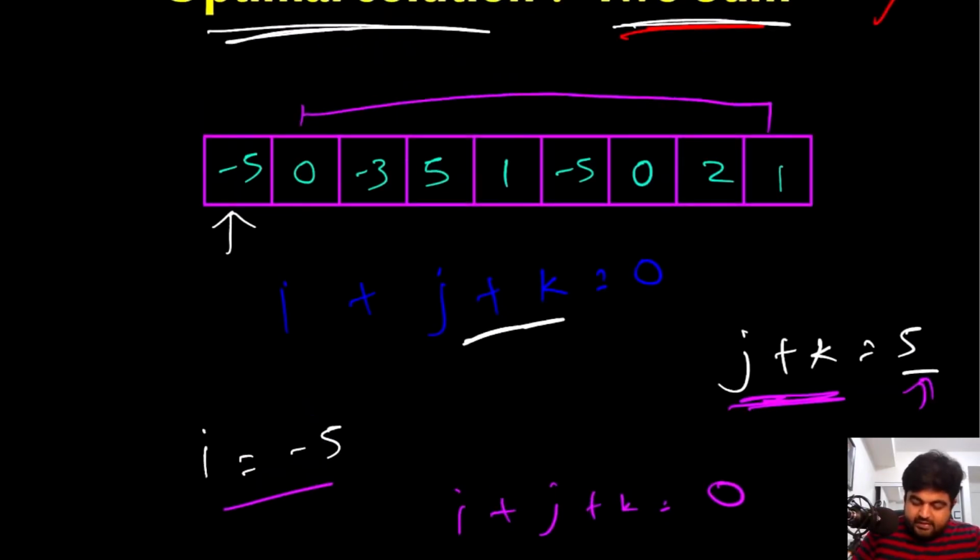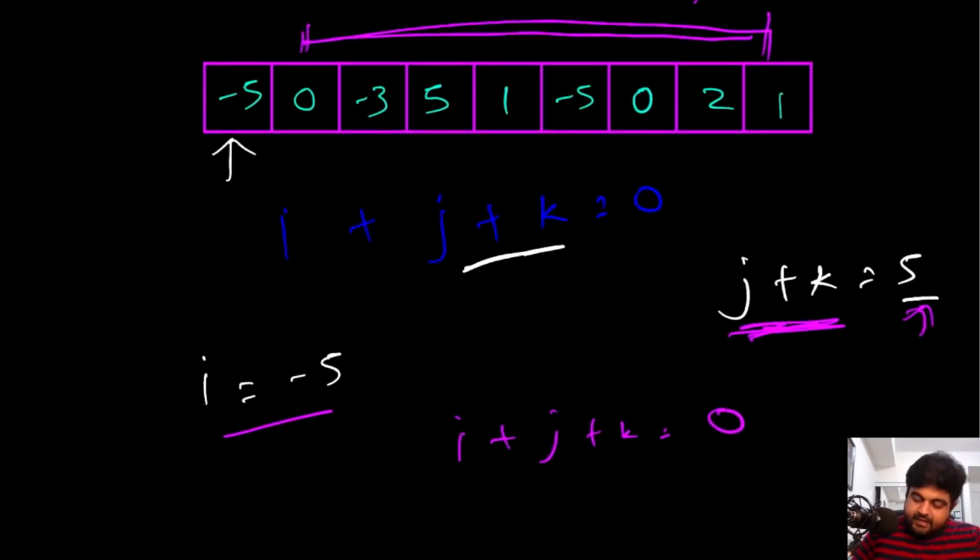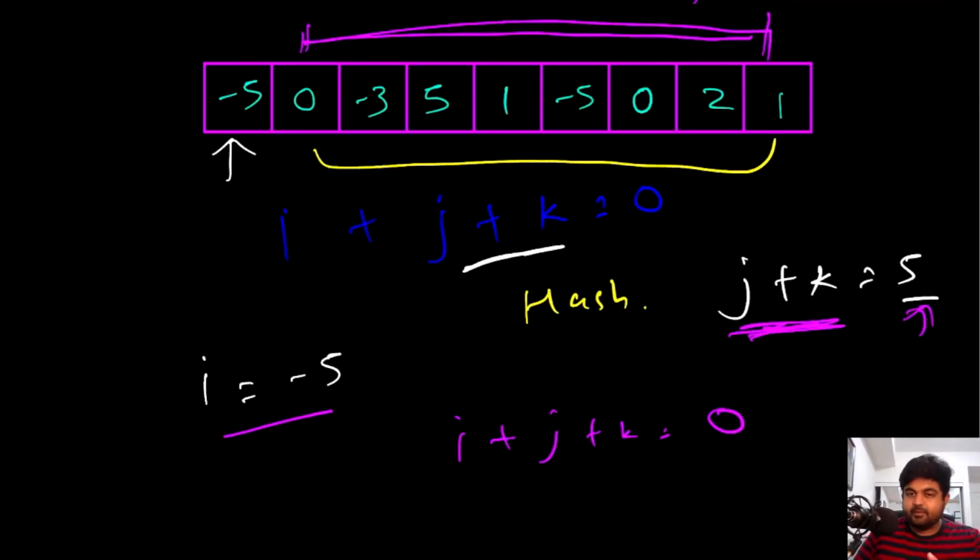And now we simply need to see whether inside the remaining array we have a pair j plus k that is equal to +5. And that was actually the original question for the two-sum problem. So that is how everything is linked internally. The idea is that we can find it easily using a hash map or a hash set, and then we would be able to get this answer.